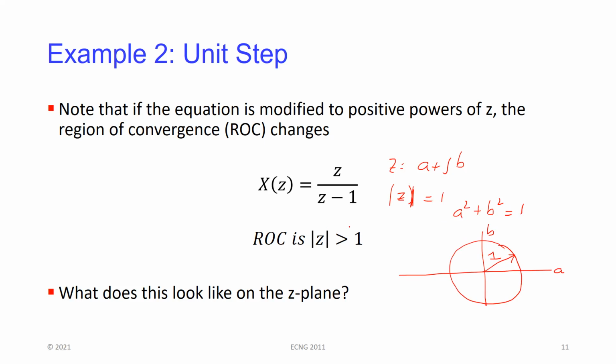So if I'm saying that mod Z has to be greater than 1, mod Z equal to 1 is a circle. So if mod Z has to be greater than 1, it means that anywhere outside of that circle is where this particular expression will converge. In other words, where it will have to have an answer. Everybody following that? Yeah?